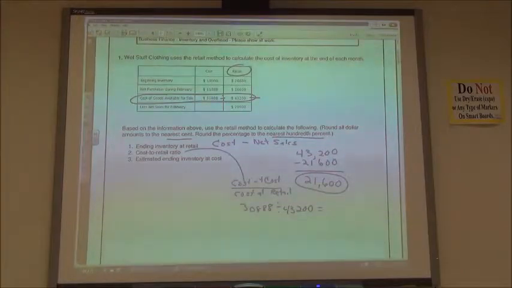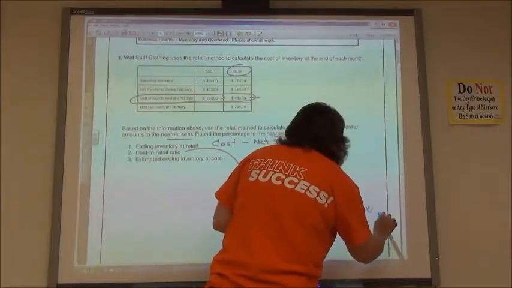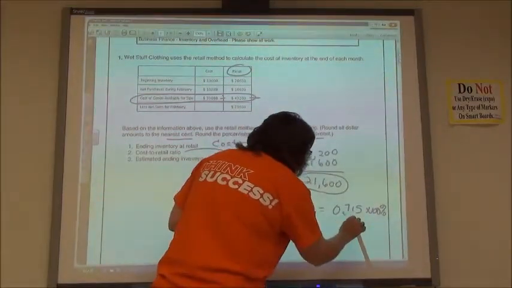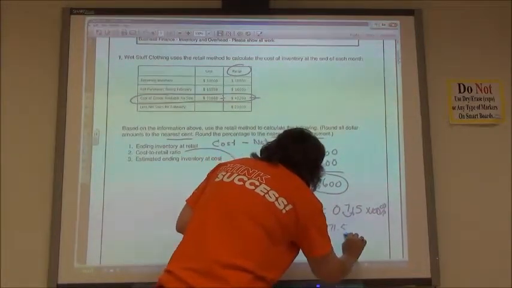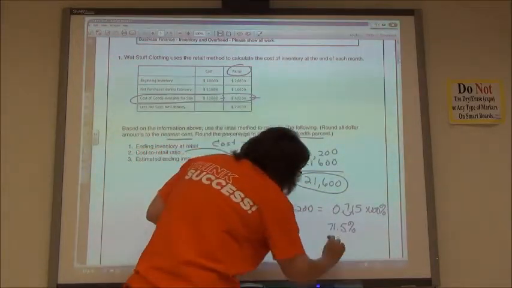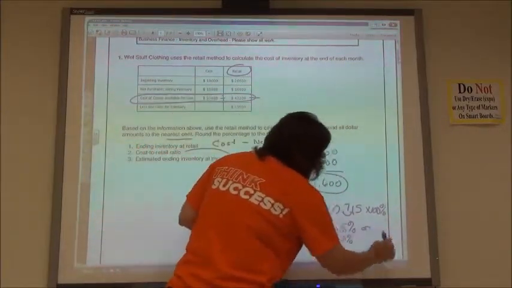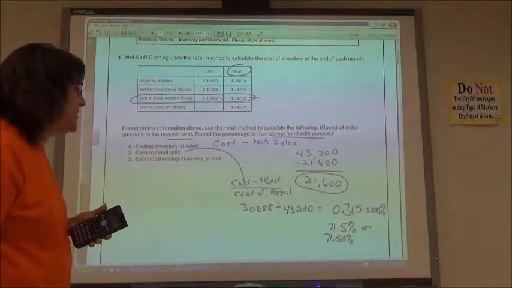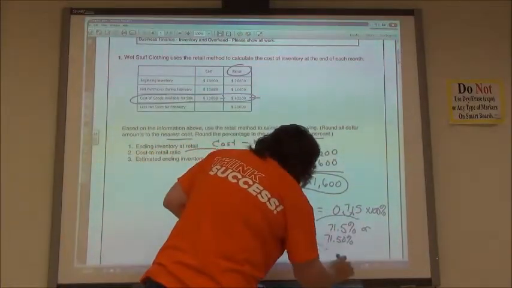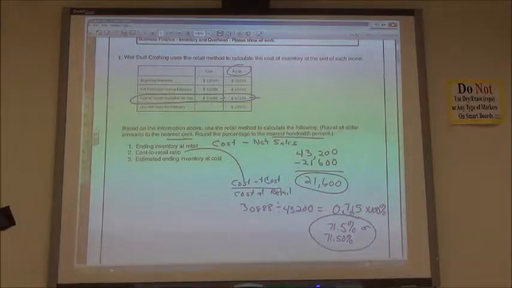30,888 divided by 43,200 gives me 0.715. I want to change that to a percent, so I'm going to times it by 100, which moves my decimal 2 places, 71.5%. In my percent, I'm supposed to round to the nearest hundredth. I'm not even to the hundredth, but you may see them put the 0 in there to show that you went to the hundredth spot, 71.50. Probably should take it either way, but if it's being really picky, sometimes it is, they make you put that extra 0 on there.